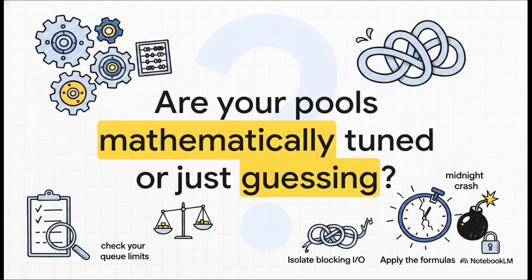Which brings us to the final most important question you need to ask yourself today. Are your thread pools strictly mathematically tuned for your hardware's workload based on wait and service times, or are you just using unbounded queues, totally guessing at your limits, and essentially just waiting for the next 3 a.m. crash? Seriously, take a hard look at your codebase today, check your queue limits, isolate that blocking I/O, apply those formulas we talked about, and stop letting thread pool starvation be your hidden back-end killer.